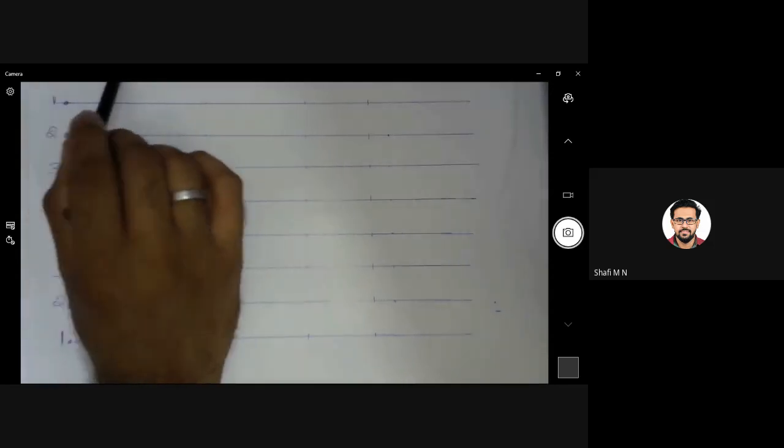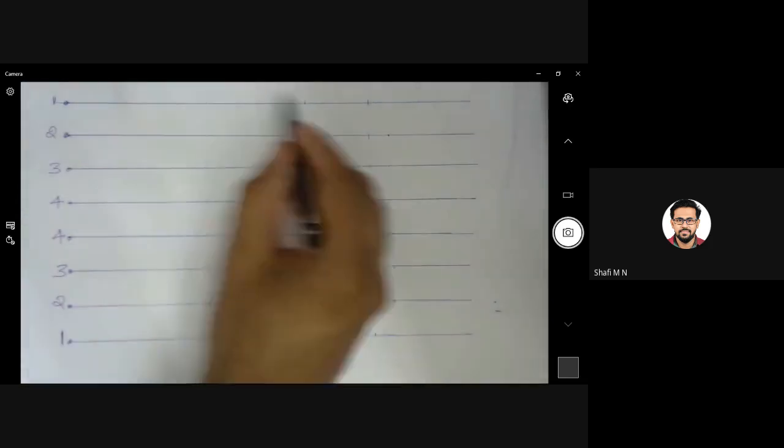The question can be like this: Find the 8-point FFT of the sequence x of n equal to 1 2 3 4 4 3 2 1 using radix 2 DIF FFT algorithm. You add that point to the question. Using radix 2 DIF FFT algorithm.